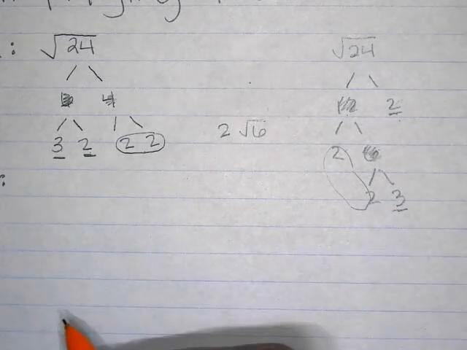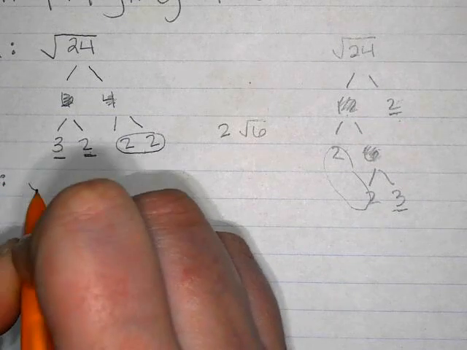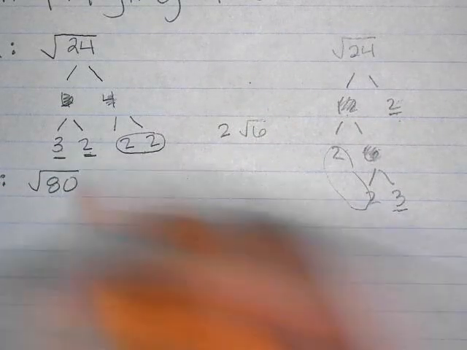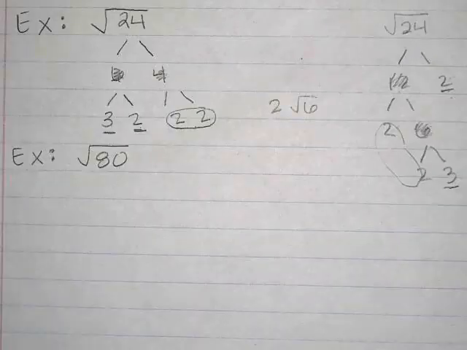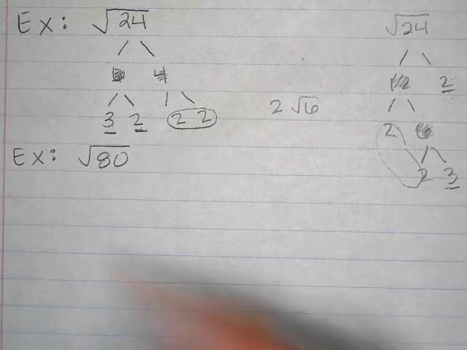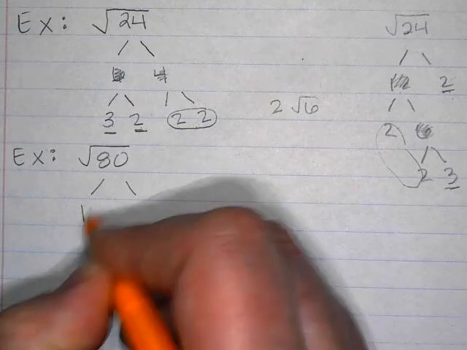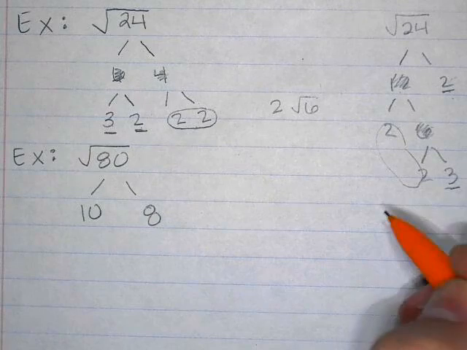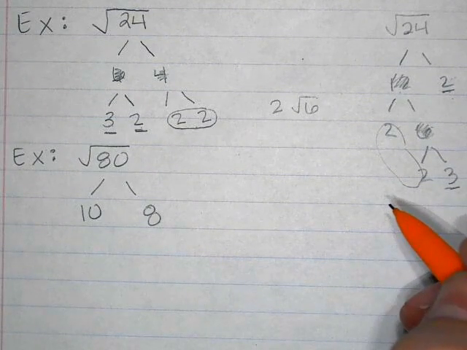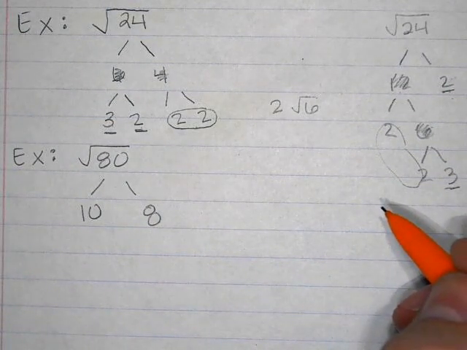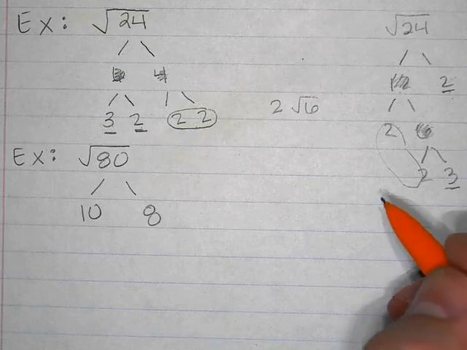Okay, let's try another one. Let's do the square root of 80. So what are 2 numbers that multiply to 80? 10 and 8. Okay, and there's not a specific right way to do this. If you did 2 and 40, we're going to get the same answer. You can break it up multiple ways.